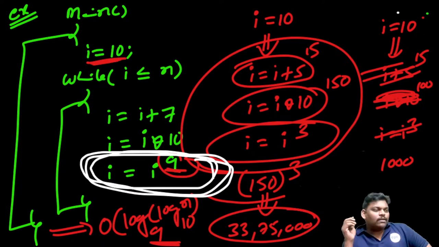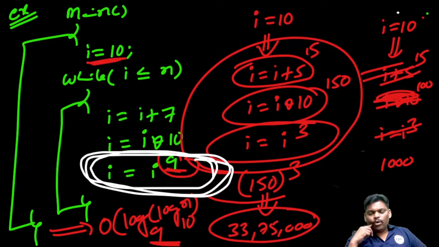Yeah, that's what I am saying. For larger i values, it is close to i cube. It's not exactly equal also, but close to i cube. I cube will dominate for larger i values.